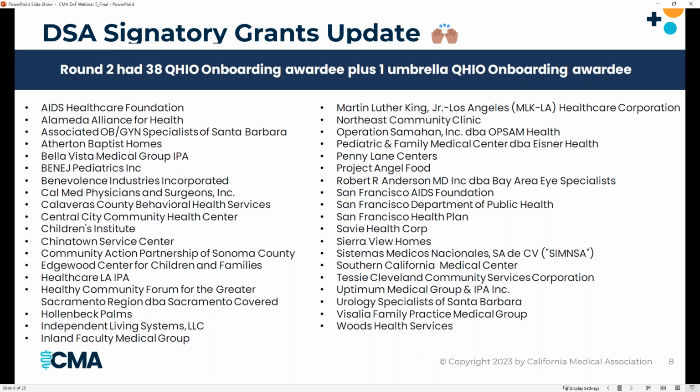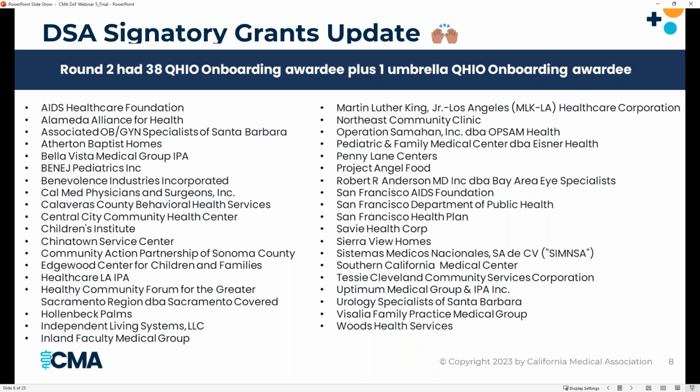You know exactly what HIE you want to onboard. That's really the only thing that you want. And when you win this grant, they just take care of you the rest of the way. So this is a more streamlined implementation. Of course, there have to be things around EHR upgrades if needed. But the QHIO, or in this case, I'm sorry, the HIE that you select will be in charge of implementing and getting you set up. So once again, great list of folks here that won the QHIO version of the grant.